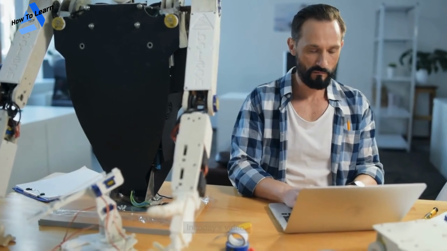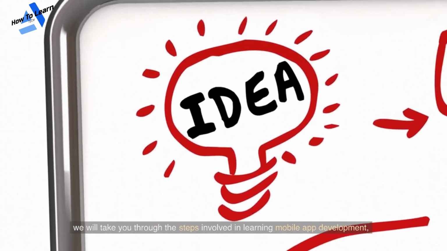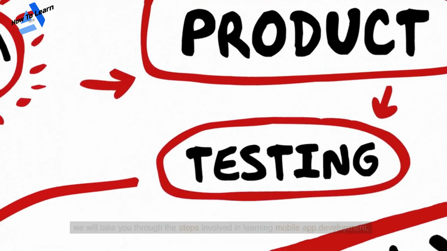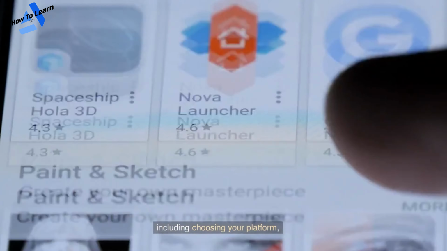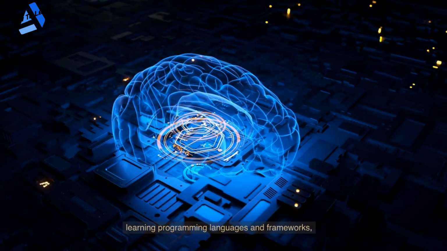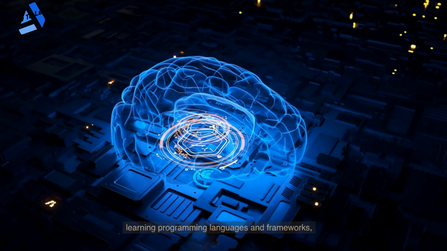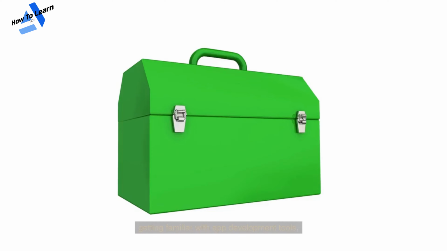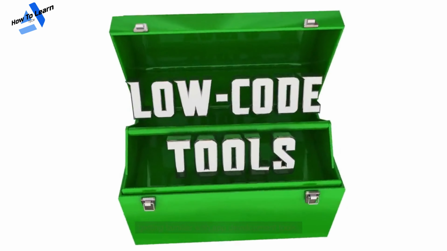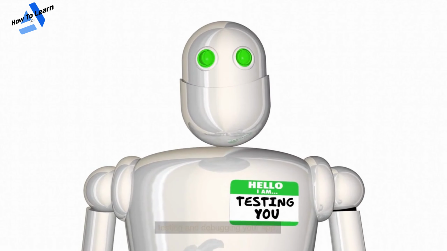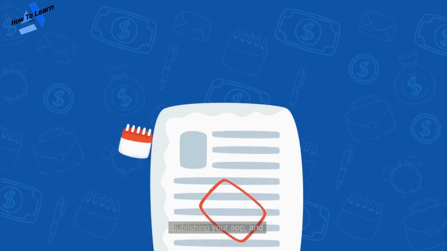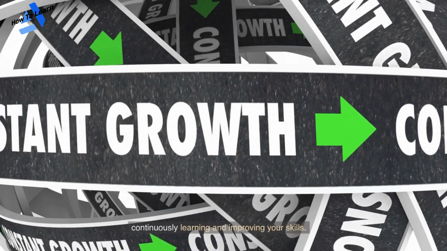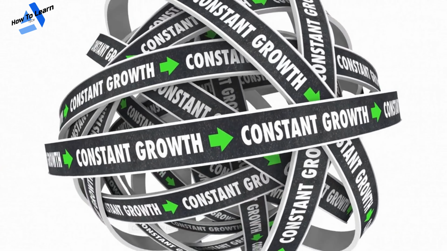In today's video, we will take you through the steps involved in learning mobile app development, including choosing your platform, learning programming languages and frameworks, understanding app architecture, getting familiar with app development tools, building your first app, testing and debugging your app, publishing your app, and continuously learning and improving your skills.